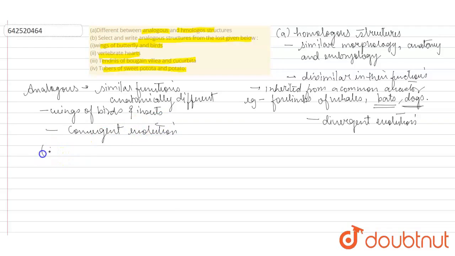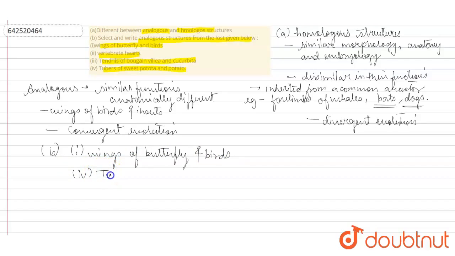When we talk about part B, in part B we have to select the analogous structures. So I've already told you, analogous structures are those structures which perform similar function, but they are anatomically different. I can see two different structures from the given list. First is the wings of butterfly and birds. As I've already told you, the wings perform a similar function, but they are anatomically different. So this is the first analogous structure from the list.